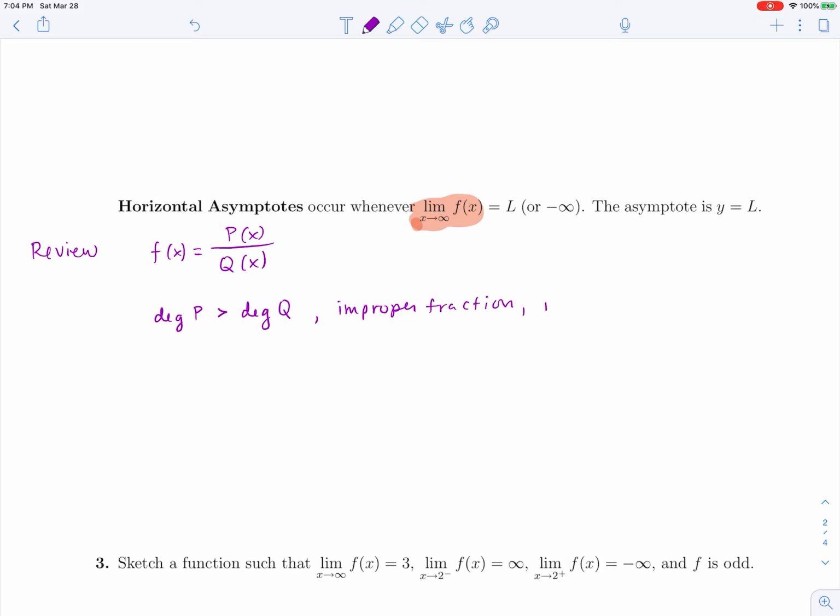And there is no horizontal asymptote because the limit as x approaches infinity of f of x would be infinity. If the degrees of the numerator and the denominator are equal, then y equals the ratio of leading coefficients.